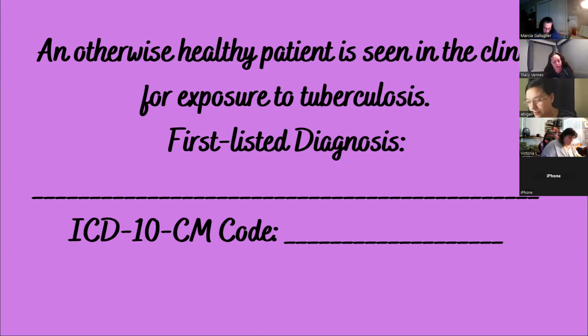It's 8.9. That's what I got. Okay. What did you get again, Victoria? We got Z20.1. Okay. Abigail and Stacy, is that what you guys got? Yes, ma'am. Okay. Now we found it in the index. Now let's go to the tabular and check it to see if we're right.